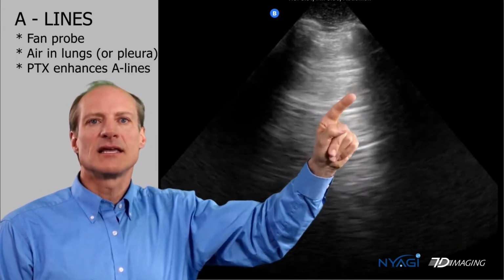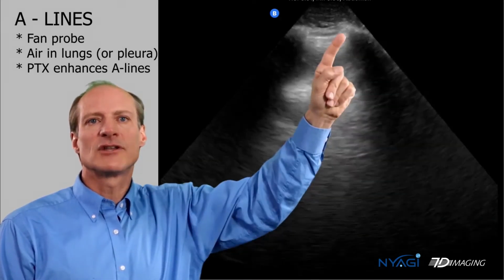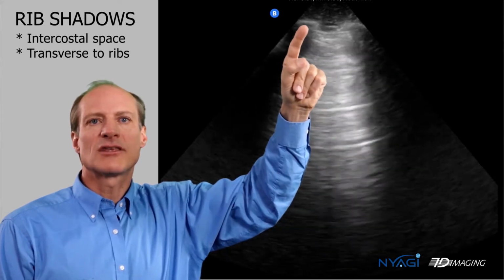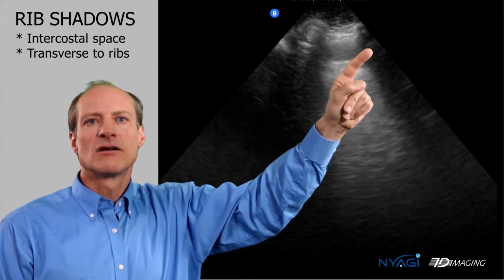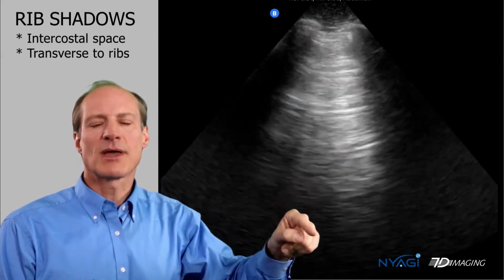Finding A-lines is the key feature for normal appearing lung in the face of a normal sliding lung. Notice that the ribs cast these dark rib shadows. That way you know you're in the intercostal space.